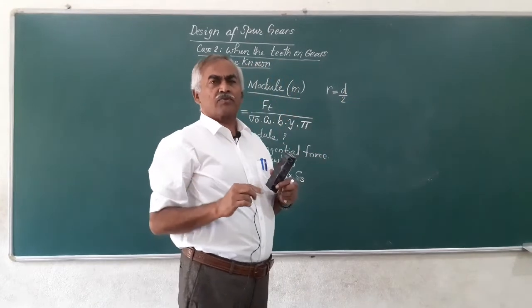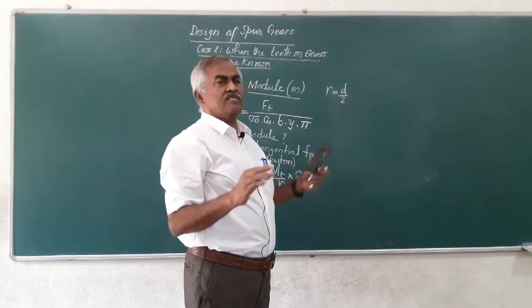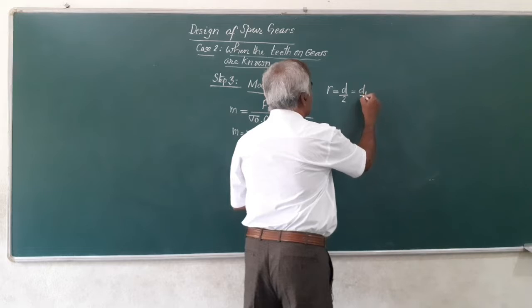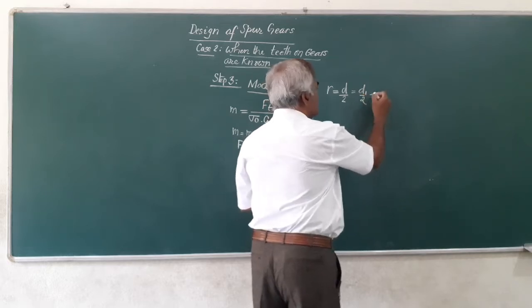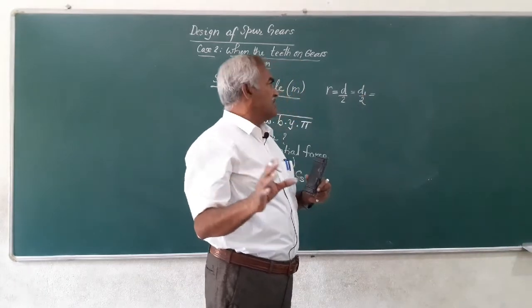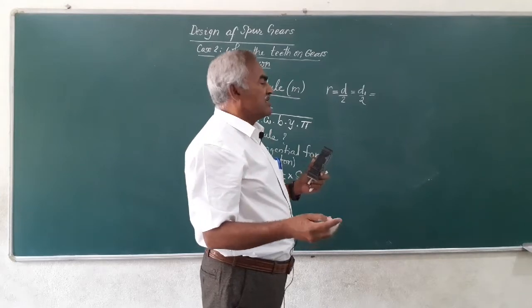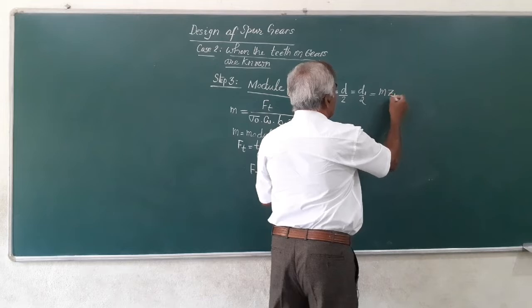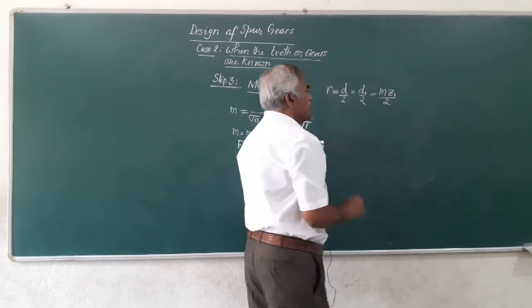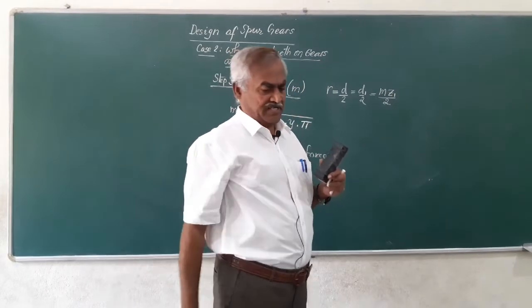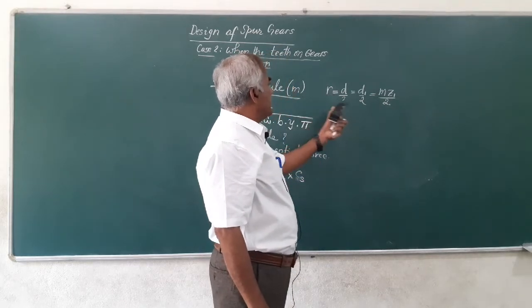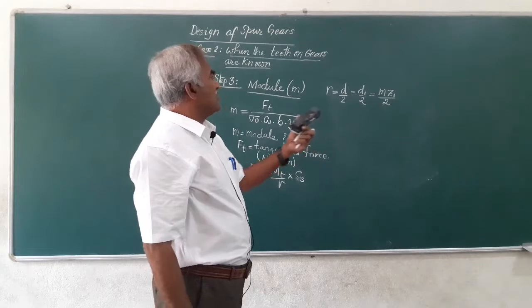In this particular problem, we have taken this pinion as the weaker member. So, this is going to be d1 by 2. So, d1 is the diameter of the pinion. So, d1 in terms is given as m z1 by 2, where m is the module, z1 is the number of teeth. Friends, to find out this radius, it is m into z1 by 2.